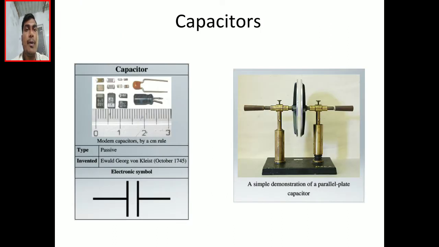Okay, so capacitors. In regular life, in mobiles, in electronic circuits, and in fans also, these capacitors are very much useful. So what is a capacitor? Here I am showing different types of capacitors. I have shown a simple demonstration of a parallel plate capacitor here, and the electronic symbol of the capacitor is also there.